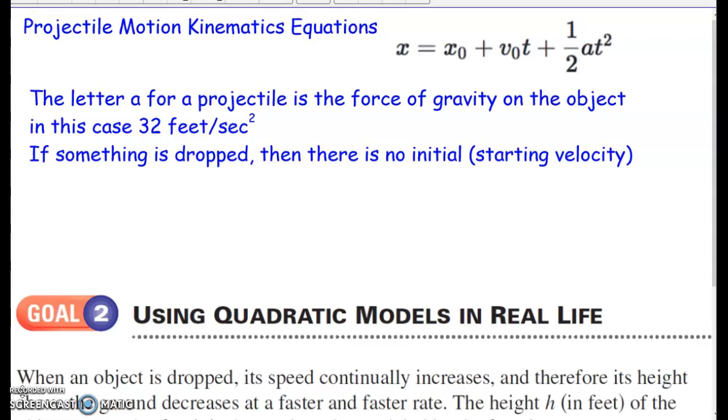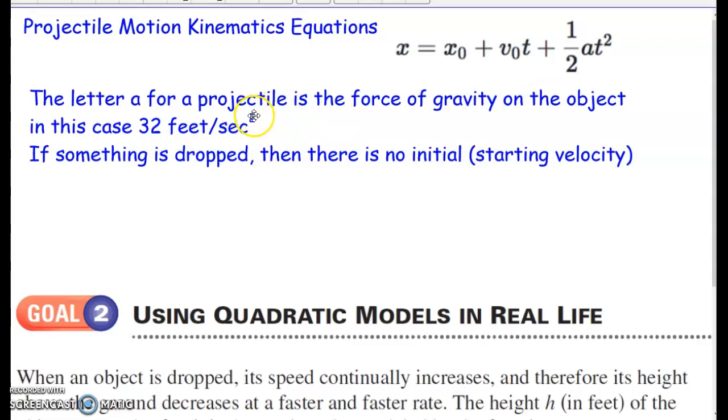The problems that we work with in this section have to do with projectile motion. Typically in a math book, they'll provide you with the equation, but then give you no background to where the equation comes from. So let's start with giving you a little bit of background. If you were studying physics, you would learn projectile motion kinematic equations, and this is one of them. x = x naught + v naught t + 1/2 at squared.